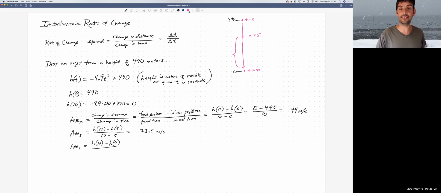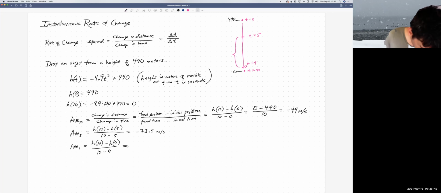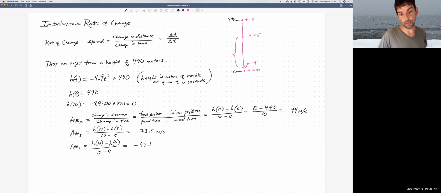So we just look at the last second of the trip, right? Just how fast was it going between the moment of impact and 1 second before that moment. And so our change in time is just 1 second. This can be worked out to be negative 93.1 meters per second. So by the end, in that last second, it's traveling much further. And we can go on and on. Let's do 2 more. Let's look at 100th of a second.